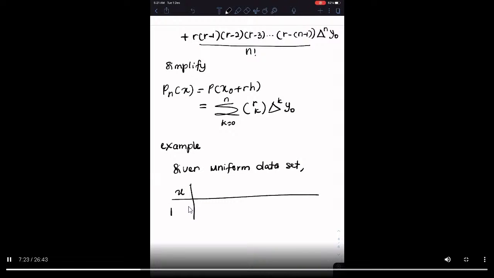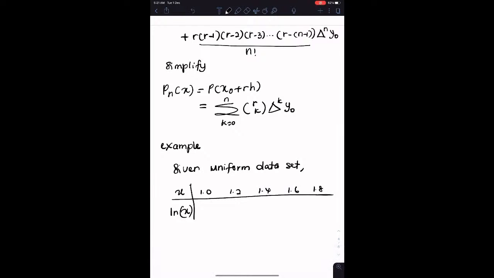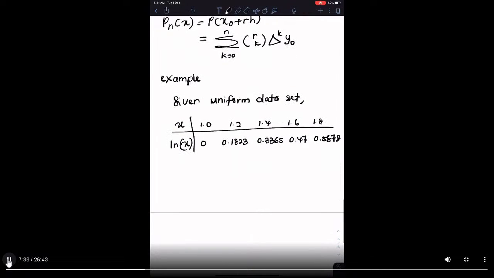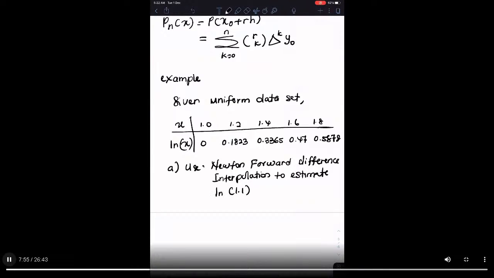Now let's say I give you data depending on ln x. ln x for 1 is 0, for 1.2 is 0.1823, for 1.4 is 0.3365 using 4 decimal places, for 1.6 is 0.47, and for 1.8 is 0.5878. I want to use Newton forward divided difference interpolation to solve my problem. The missing data here is 1.1.